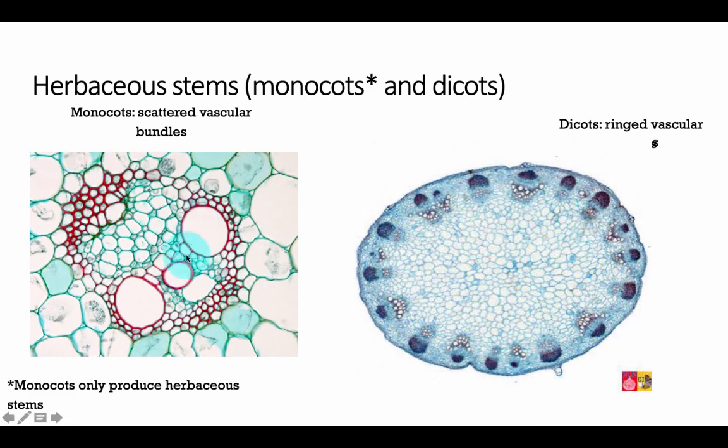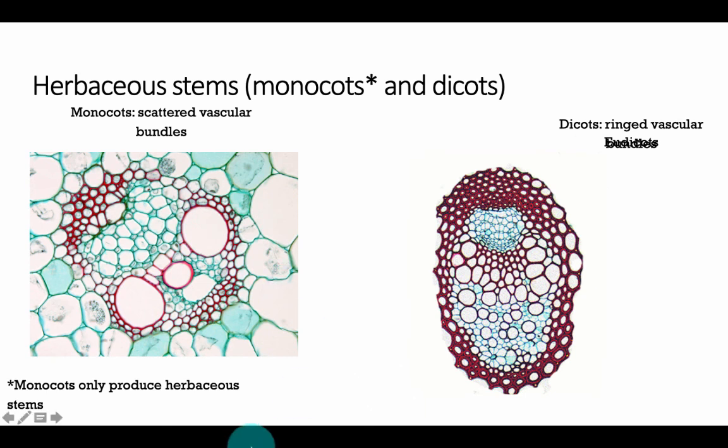Okay, so again, under the microscope, monocots, the vascular bundle looks like a little alien, a little monkey looking at you. So that's just a good way to differentiate between the two. Dicots will look like this with xylem and phloem.